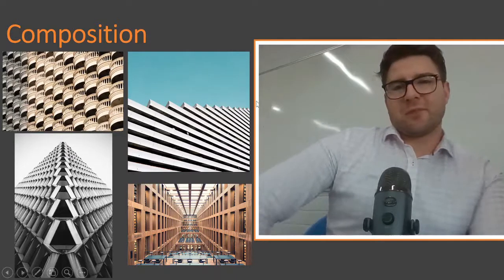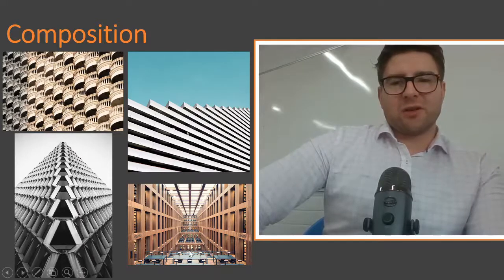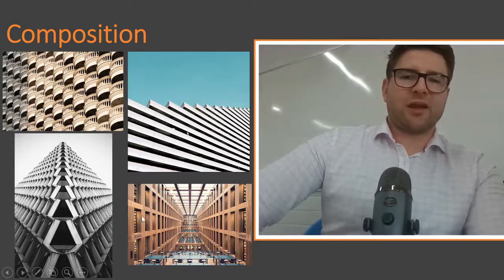And then we've got this image here, we've got a bit of symmetry going on, we've got a bit of leading lines going on. You could probably even say that we've got a bit of pattern going on with this repetitive window effect.